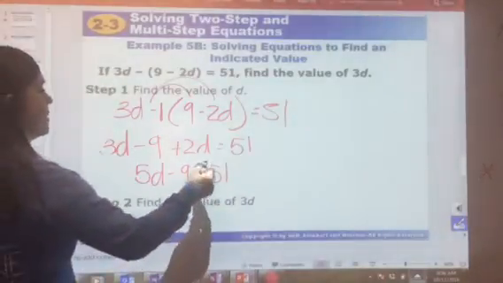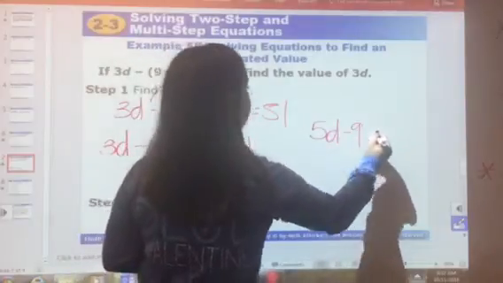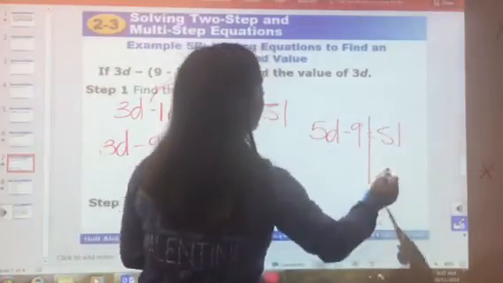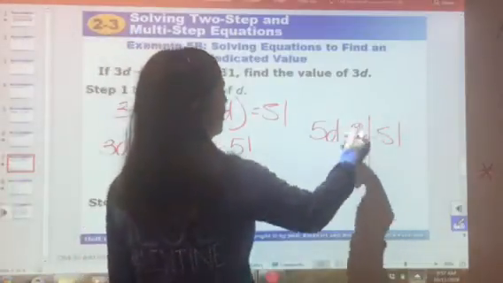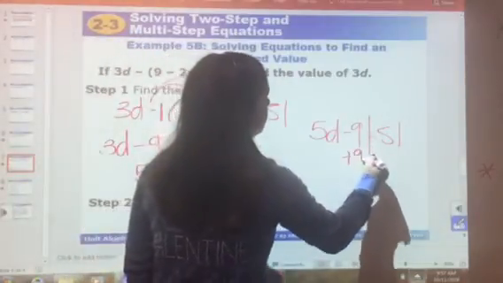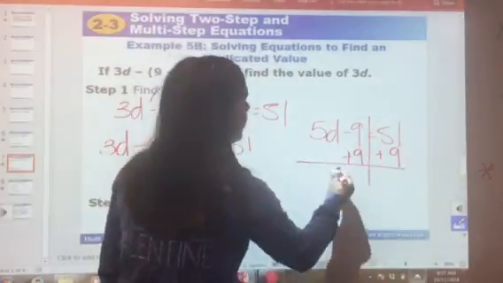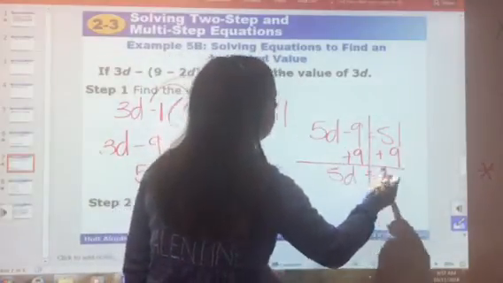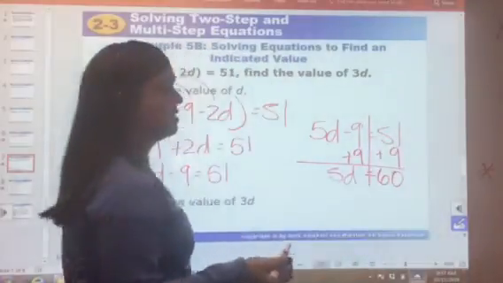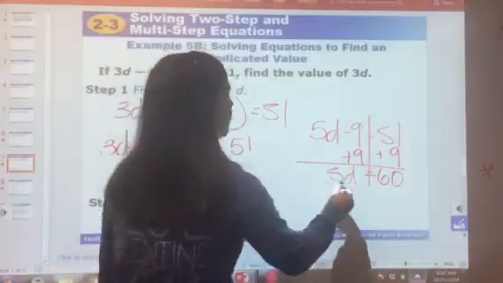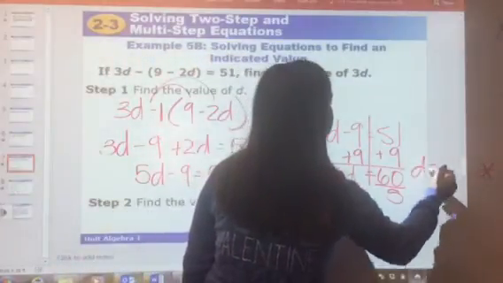I'm going to run out of room here, but that's okay. I'll rewrite it over here. Can you see over here? Yes. Okay. All right, I can't combine any like terms, so now we're going to start doing the inverse operation. I have a negative 9, so I would add 9 to both sides. So I'll bring down my 5d equals, this would give me 51 plus 9 is 60. 5 times d, I'm going to divide. 60 divided by 5 is 12.